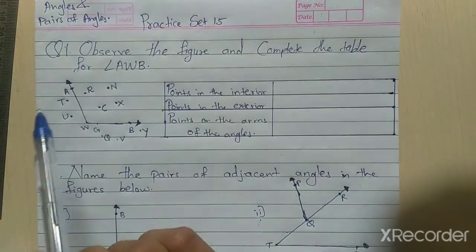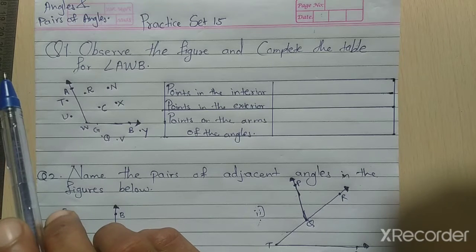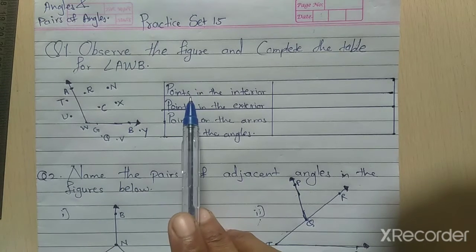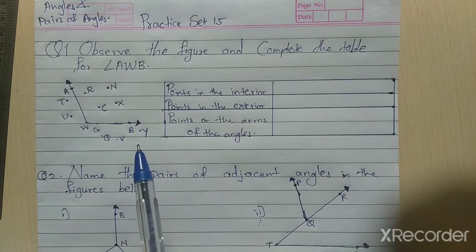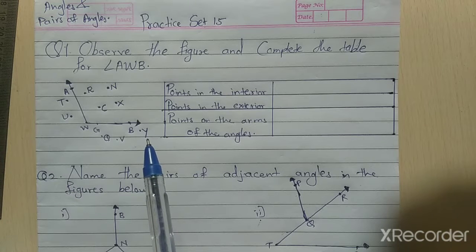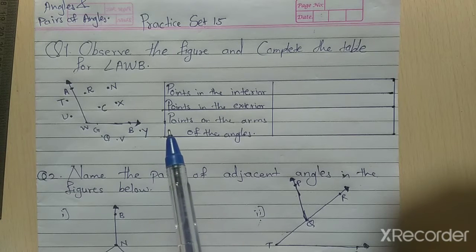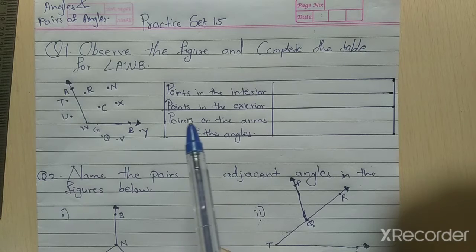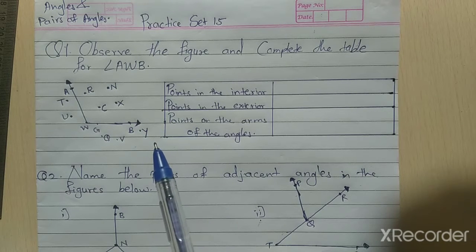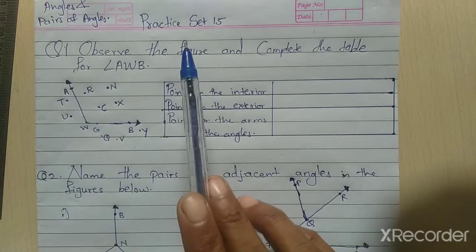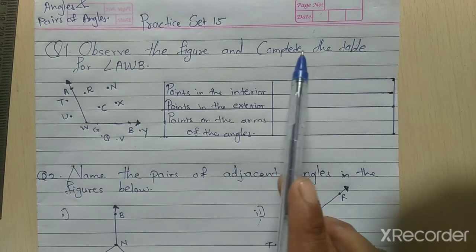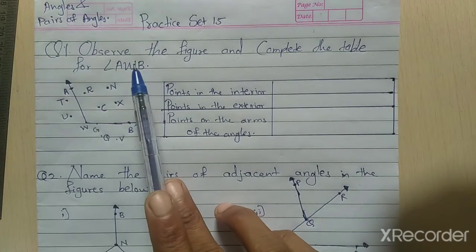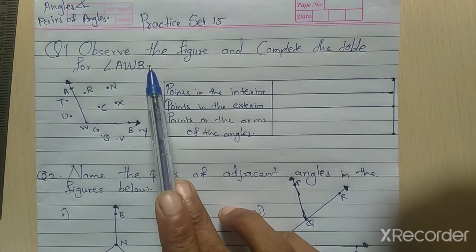Practice set 15. In the previous video we learned points in the interior and points in the exterior. What are interior points? What are exterior points? Now we are going to learn how to solve this question. So now look here. Question number 1: Observe the figure and complete the table for angle AWB.